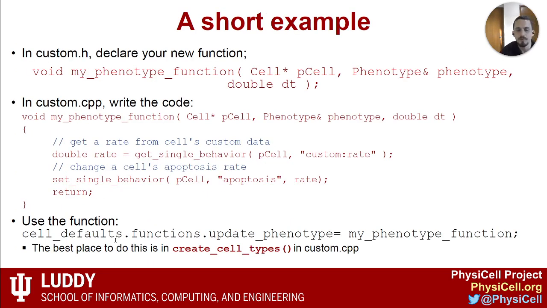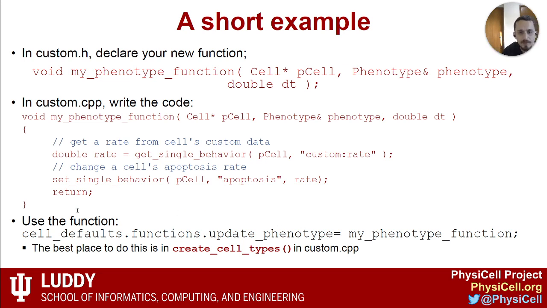So one short example: if you want to change the phenotype function for specific cells, we basically need to declare that function in the custom.h and describe that function in the custom.cpp, in the code. In that code, we are giving one example of getting one custom data named rate, a double variable, and changing a cell's apoptosis rate by using the set single behavior, changing that behavior according to the rate custom data. So basically, this is one typical example when you want to access some custom data and change some behavior. And this behavior here is the apoptosis.